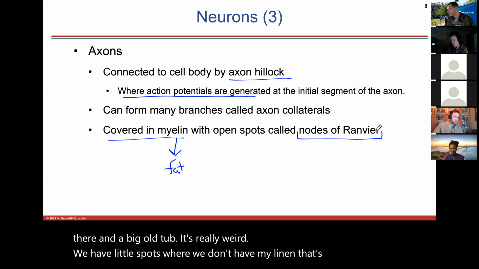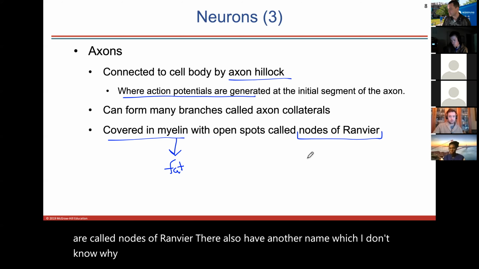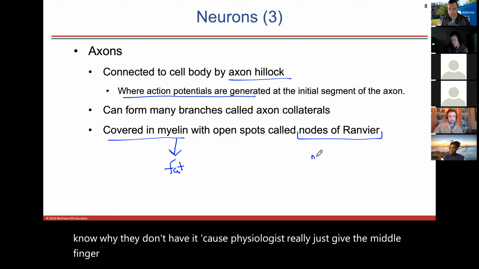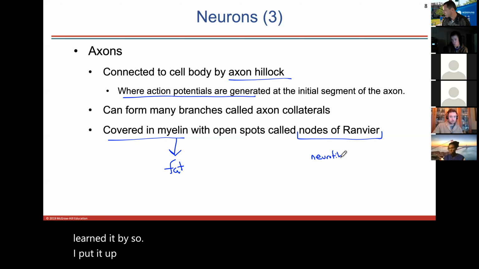We have little spots where we don't have myelin, and those are called nodes of Ranvier. They also have another name, which I don't know why, because physiologists really just give the middle finger to new terms. But there is another term you may have learned it by, so I'll put it up here. Make sure I spell it right.